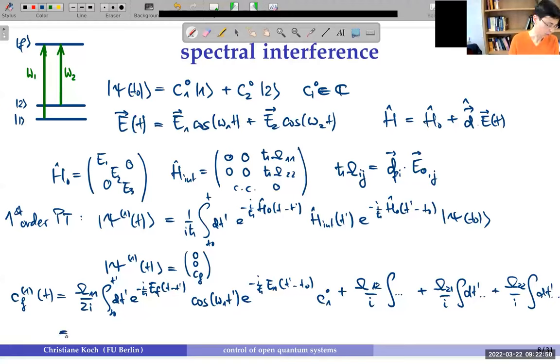And now what I can do is again write this cosine as the sum of e to the i omega 1 t prime and e to the minus i omega 1 t prime. That gives me this prefactor of 2 that I can take out of the integral. This is just a complex number, which I can also take out of the integral. Then I'm integrating over t prime. So e to the minus i over h bar Ef t doesn't depend on t prime. It's just a phase factor that I take out of the integral. Same here for the term with t zero.